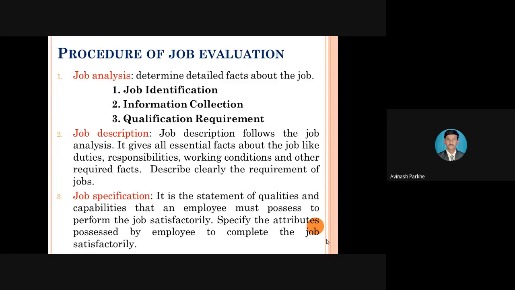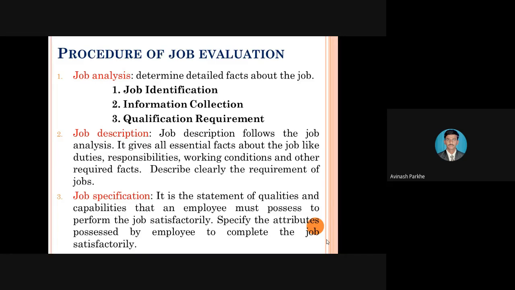Again, through the job description also, you will get information related to the duties of the job, responsibilities, working conditions, and other factors required. For example, job identification contains details like the job title. What is the title of the job? What is the department in which the evaluation of the job is taking place? In which section? What is the job code? What is the name of the supervisor? What is the name of the operator?